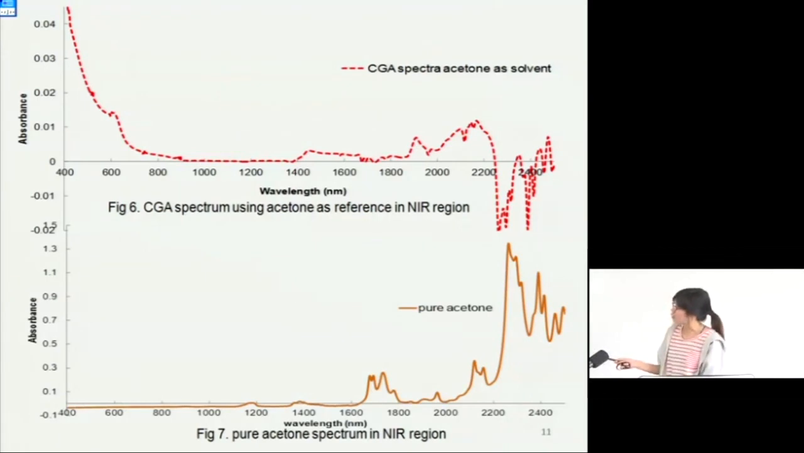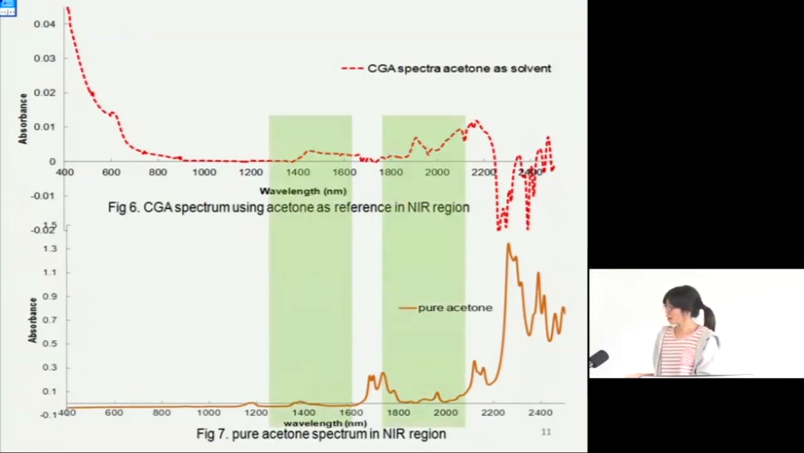The upper figure is the CJ spectrum we get from using acetone as a solvent, and the figure below is the pure acetone spectrum. We already know that acetone has low absorption in these two regions, so corresponding to these two regions, the CJ spectrum contains the least noise. But in other regions, such as this part, acetone absorption is strong. So in this part, the CJ spectra contain noise.